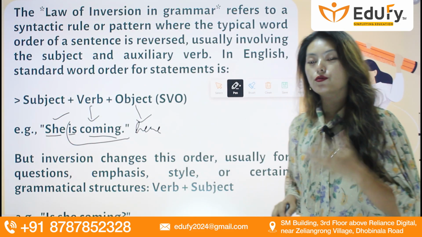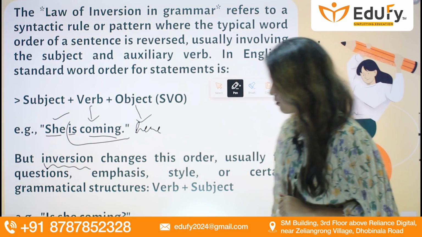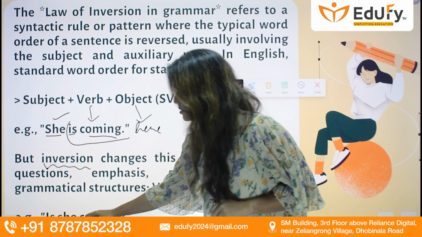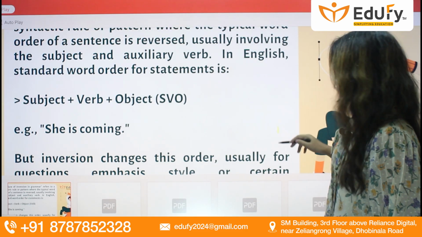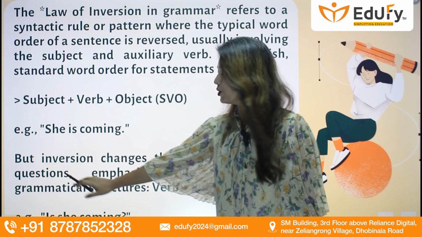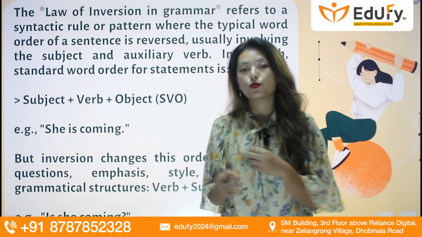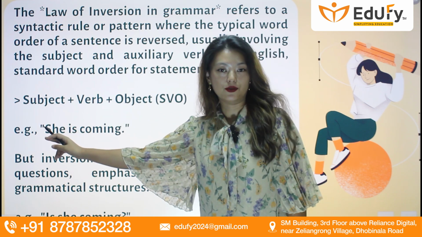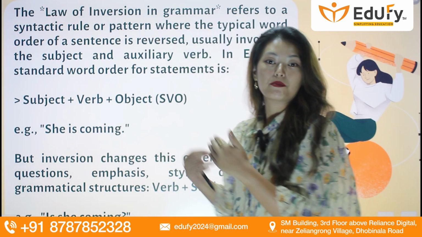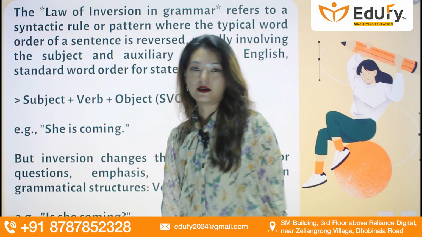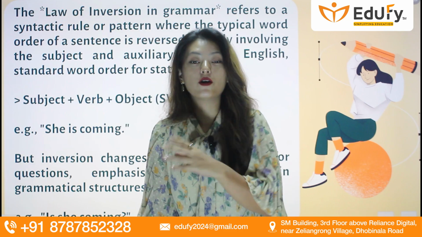Now if we move on, we also see that there is inversion. And what is that inversion? If we look at the sentence, we have is she coming. If you look at this part of the sentence, you see that is she coming has been written here. Now what is the difference from this one to this one? We have to see that, right? And what is the difference? The verb is coming before the subject. This is called the inverted law or law of inversion.